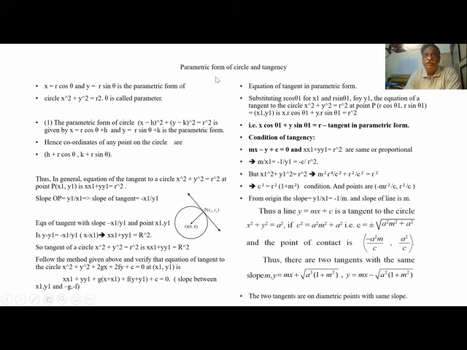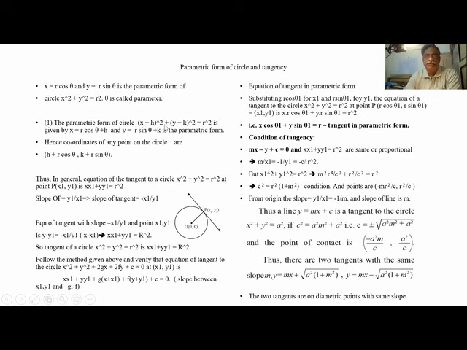Let us understand the parametric form of a circle. The parametric form is with theta: x is equal to r cos theta, y is equal to r sin theta. This is the parametric form. For the circle x square plus y square is equal to r square, theta is called the parameter, because x square is r square cos square theta, y square is r square sin square theta, so r square into cos square theta plus sin square theta is 1.